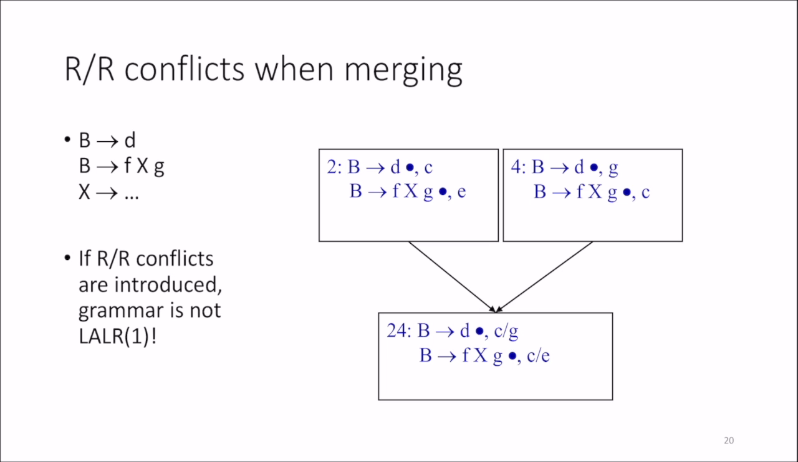So by merging it, sometimes what can happen is you can introduce a conflict. So let's look at these two states. You have 2 and 4. B goes to, this has a look ahead of reducing using this rule in the context of C. This reduces in the context of E. This reduces in the context of G, and this one in C. So if you merge them, I get C or G, C or E. And notice that now what I've done is I've introduced a reduce conflict, and I can't do that. So this is not a valid merger according to the LALR1 algorithm.